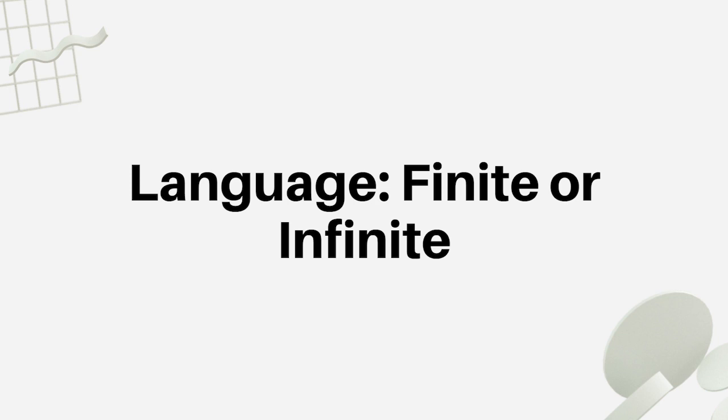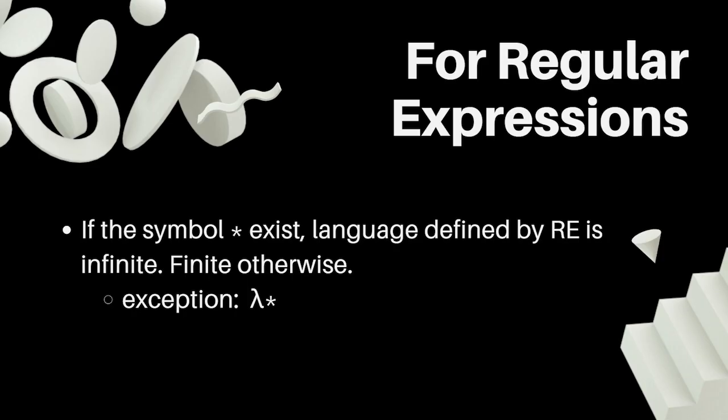Now, let us learn how to determine if a language is finite or infinite. Doing this for regular expressions is very easy. All you have to do is check if the symbol star or Kleene star exists. If it does, then it is infinite, and if not, then it is finite. One exception to this, however, is if lambda is followed by a Kleene star. Since lambda is considered null, then it can't be infinite.